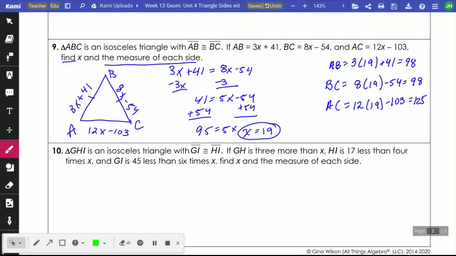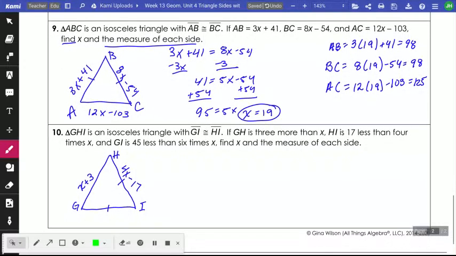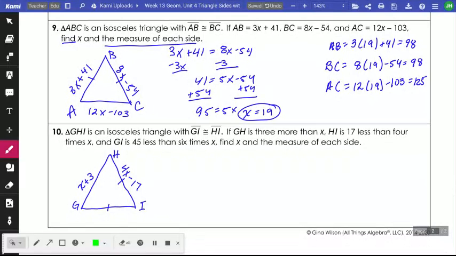We'll do 10 together. Reason being, I want to definitely do this one because you have to write your own equations. Okay, so I have triangle GHI. We know that GI is congruent to HI. Okay, GH is 3 more than X, so that's X plus 3. HI is 17 less than 4X, so 4X minus 17. And GI is 45 less than 6 times X, so 6 times X minus 45.